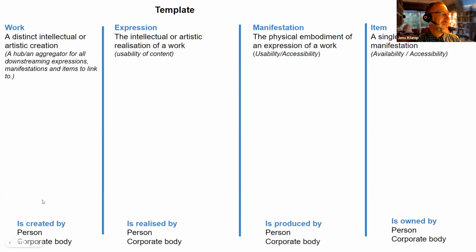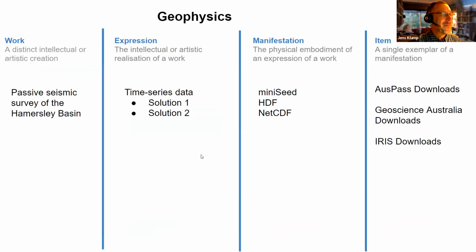Down at the bottom is what this means for actions of people or corporate bodies. The work is created by a person or corporate body. It's realized by a person or corporate body. The manifestation is then produced by this, and the item is owned by, in as much as you can say owned by. In the world of books and other physical media, owned by makes more sense than in the digital world, where I think we should say made available or served by.